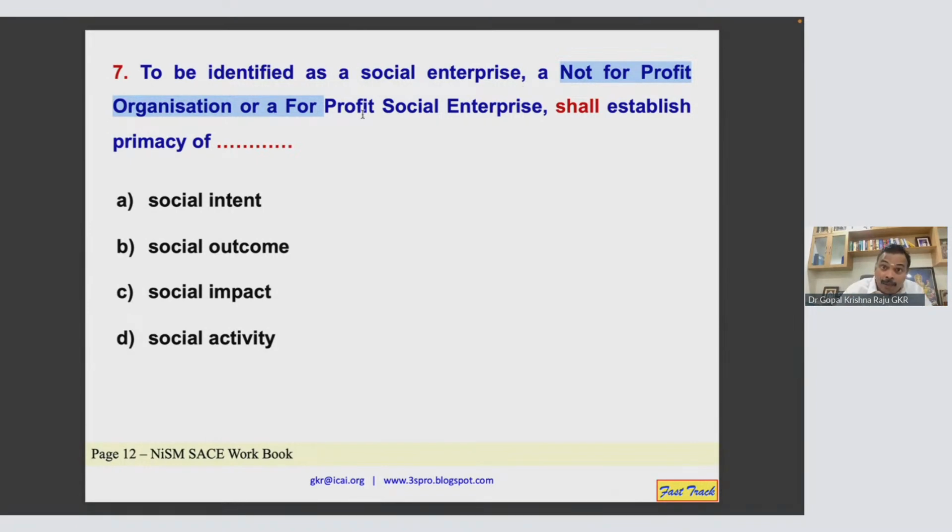Oh, can they also be social enterprises? I want to call myself a social enterprise. You can, but you need to do social activities, which should be predominant. You shall establish primacy of social outcome, social impact. So the intent is first.